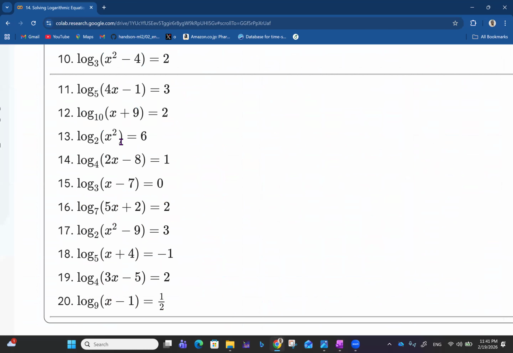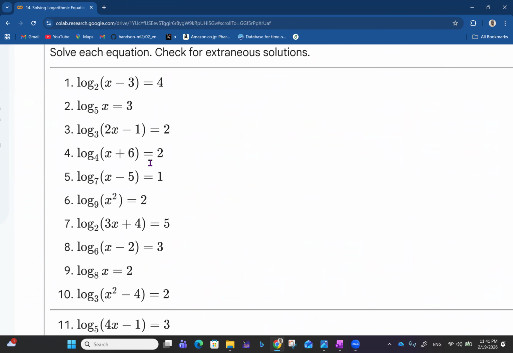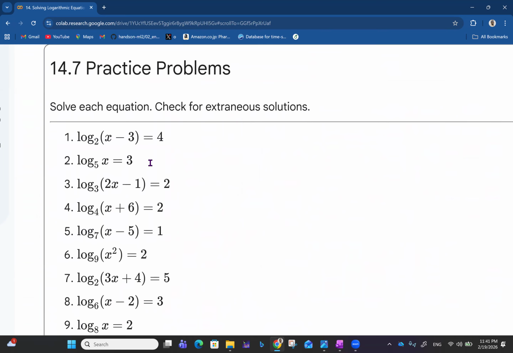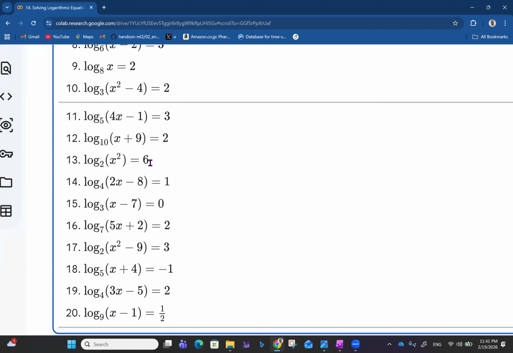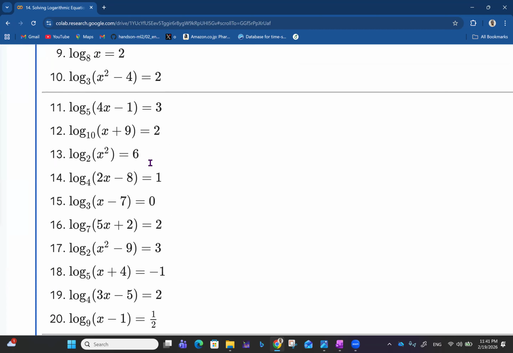And with that, we bring that to an end. So talking about solving logarithmic equations by direct conversion, we're done with that. So don't forget to try your hands on the questions. These are the first 10, and then we have the last 10 from 11 to 20. Try your hands on them and see how well you understand.